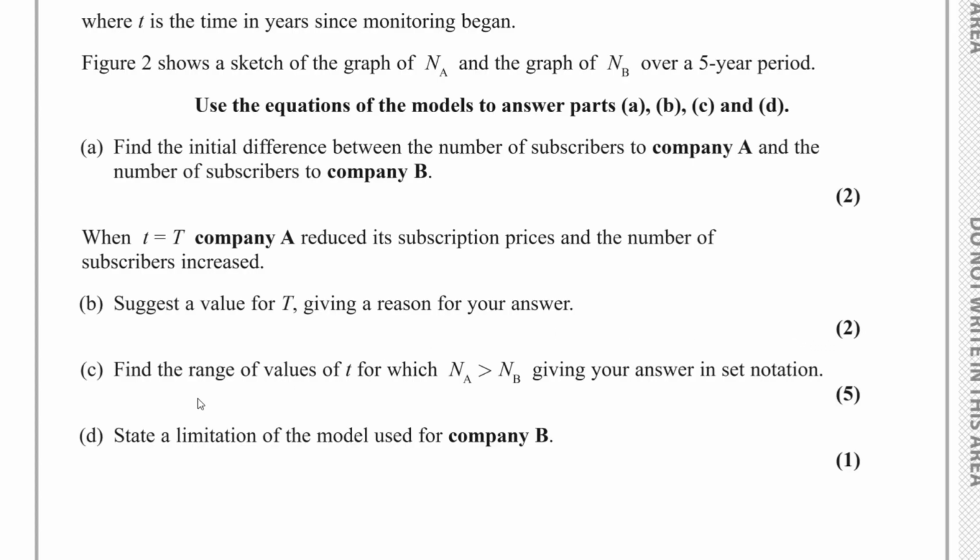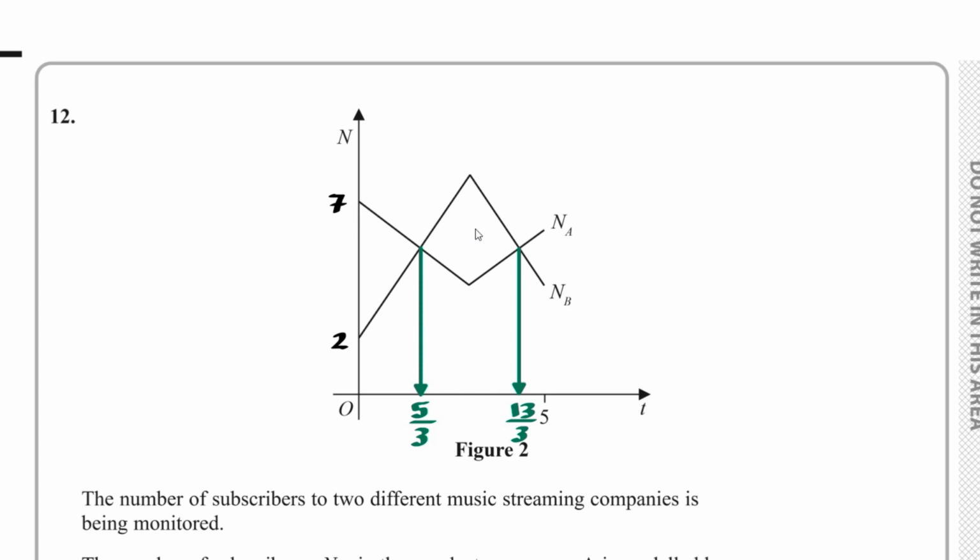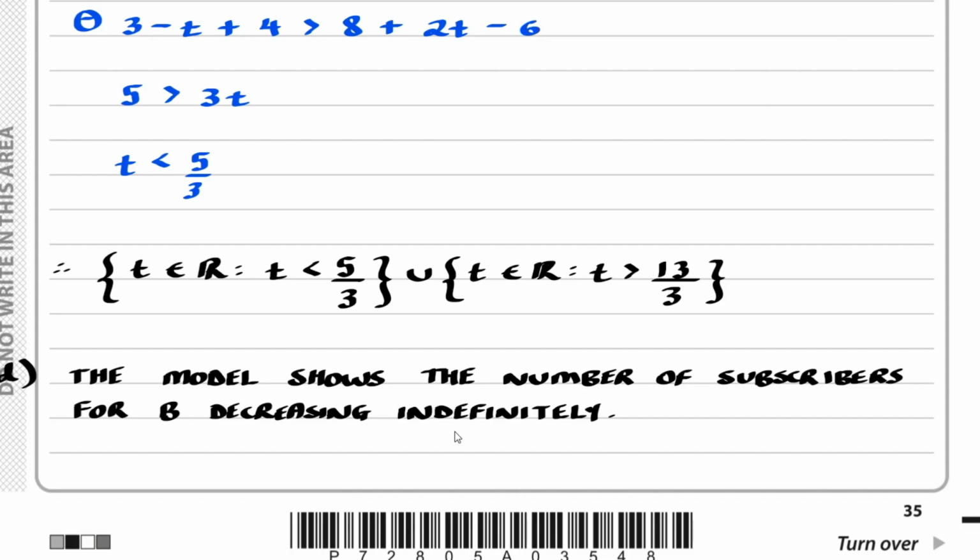Part D, we have to state a limitation of the model used for company B. Now if we think about what's happening after t equals 3, the number of subscribers for B, we assume, will continuously decrease. So the model shows the number of subscribers for B decreasing indefinitely.